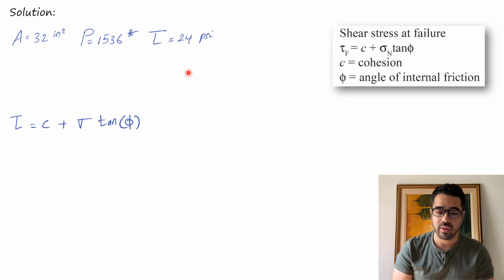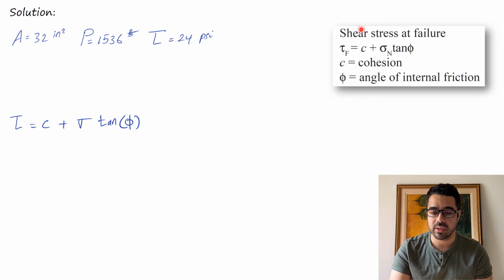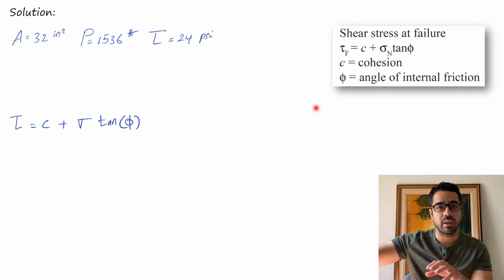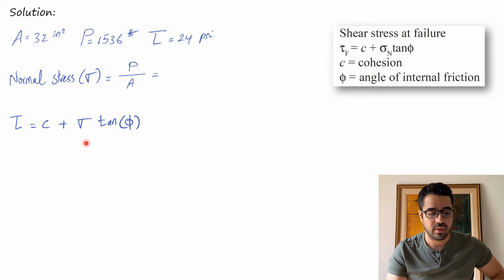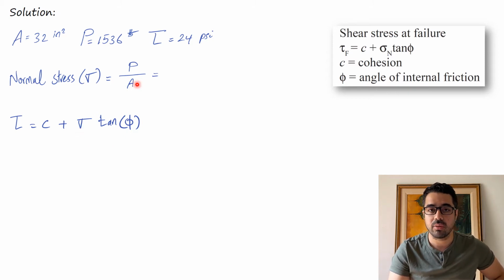So you go to the FE reference manual and you see the equation. This is the shear stress at failure. This is the equation: tau equals C plus sigma n, the normal stress, times tan phi. This is also called the Mohr-Coulomb mode of failure equation. So we write the equation C plus sigma times phi. And sigma basically is the normal stress, right?